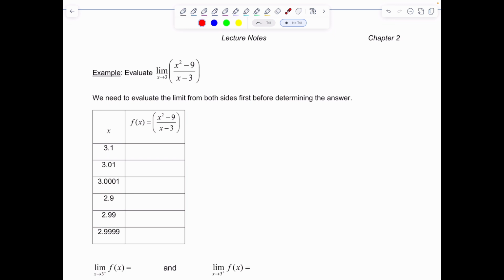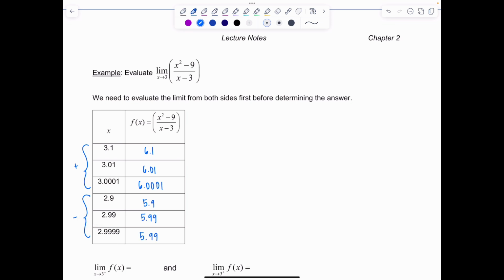When x is 3.1, 3.01, 3.0001, these are all from the right of 3 because they're larger than 3. And then these are all from the left of 3. So these are from the right, these are from the left, okay? Good, pause the video. All right, I hope you paused it. So check your work. You should get 6.1, 6.01, 6.0001, and then 5.9, 5.99, 5.9999. Good.